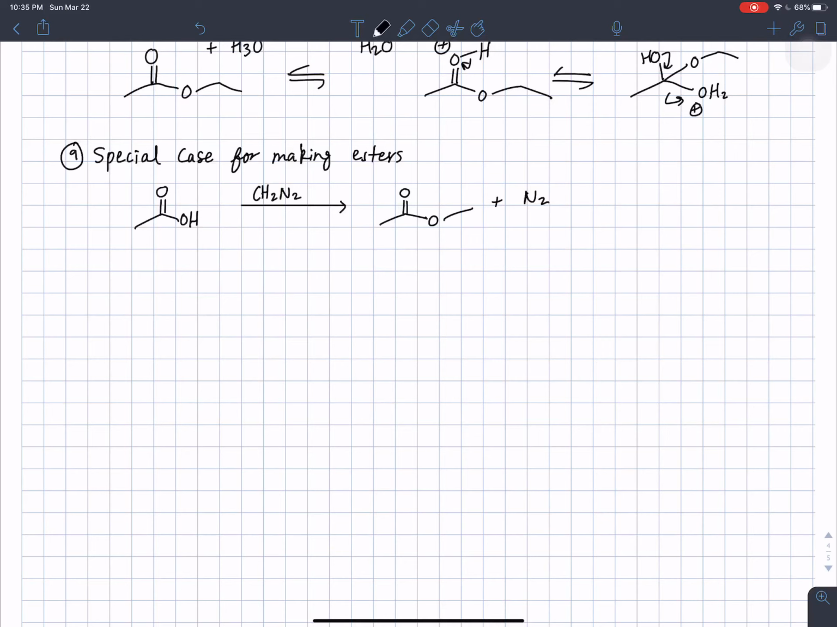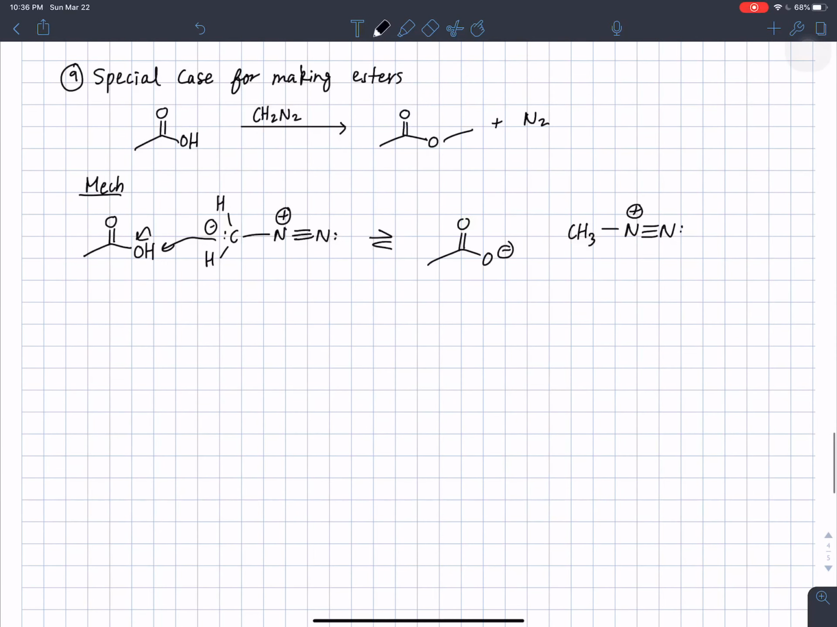Okay, so if we take a look at the mechanism for this one, it looks something like this. You have this carboxylic acid, and we have CH2 like this, with a negative charge on it, and then N triple bond N with a positive charge on the end. This is why the entire thing is neutral, because you have a positive and a negative. So the very first step is this just takes an H off. This part is reversible. So you get an O minus, and you make CH3 N triple bond N plus. That's the first step.